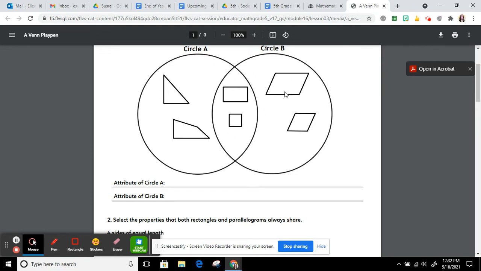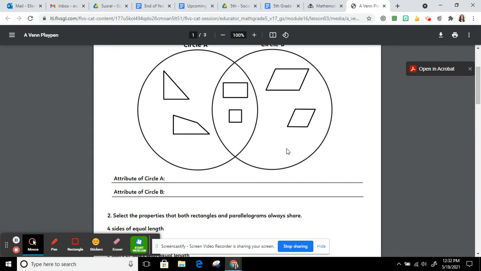Okay, and you can include the 2 here in the middle. So you'll include these 2 for circle A, and you'll include these 2 in circle B as well. So again, attribute is just what characteristics are used, what properties, what shape properties were used in classifying the shapes in circle A and the shapes in circle B.